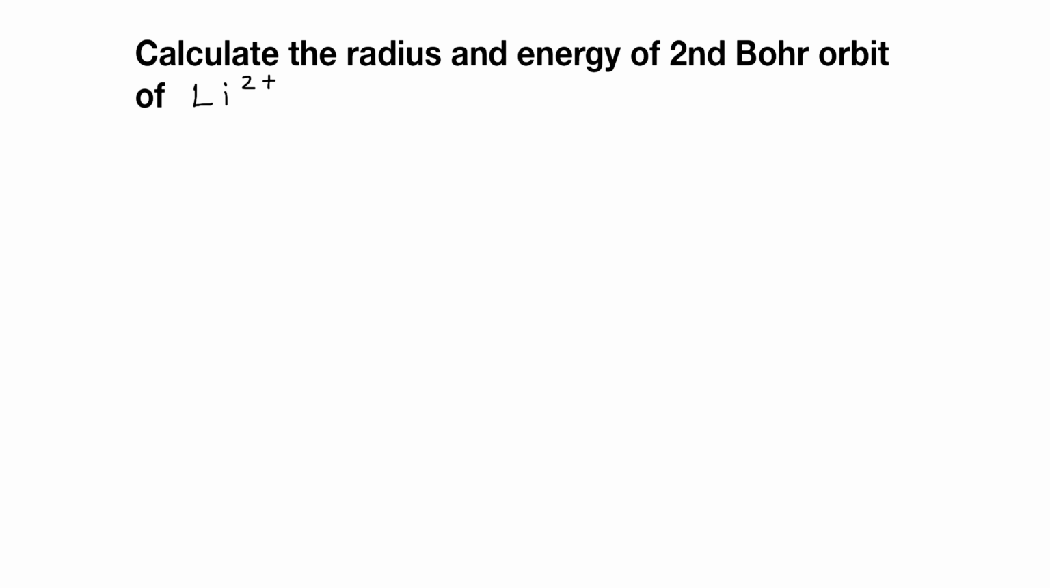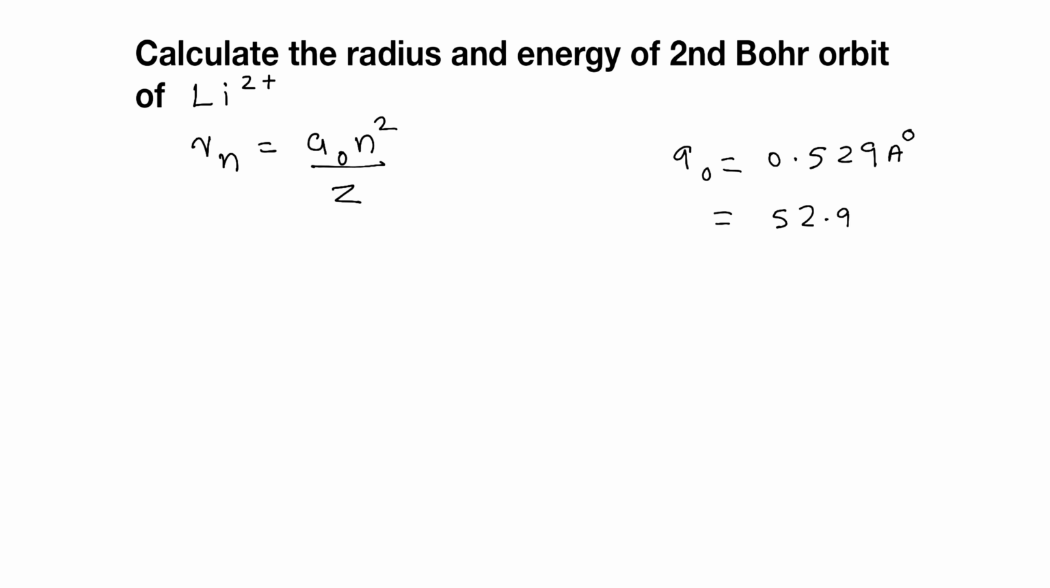Calculate the radius and energy of second Bohr orbit of Li2 plus. See, first of all, you must know that Li2 plus is a hydrogen-like species. What is a hydrogen-like species? The species contains 1 electron. Lithium has 3 electrons and Li2 plus has 1 electron. Now there is an equation for radius for hydrogen-like species. Equation is Rn is equal to A0 n square by Z, or R0 n square by Z. The value in Angstrom is 0.529 Angstrom, or in picometer, you can use 52.9 picometer. Use any of that, use the unit appropriately.